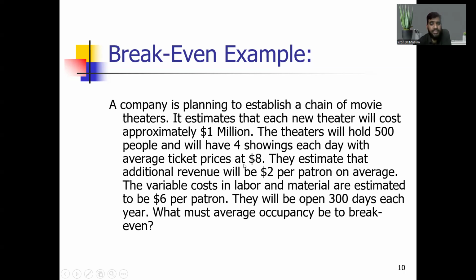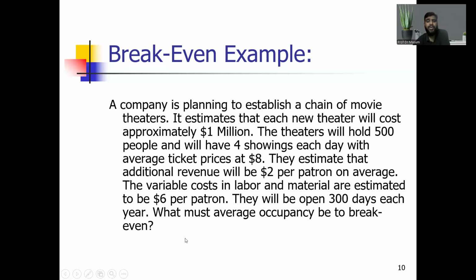The variable cost, now your sales price is clear, $10. Your fixed cost is 1 million. The variable cost, labor and materials being the major variable costs, is estimated to be $6 per patron. That means sales price 10 and your variable cost is $6. They would be open 300 days each year. What must average occupancy be to break even?